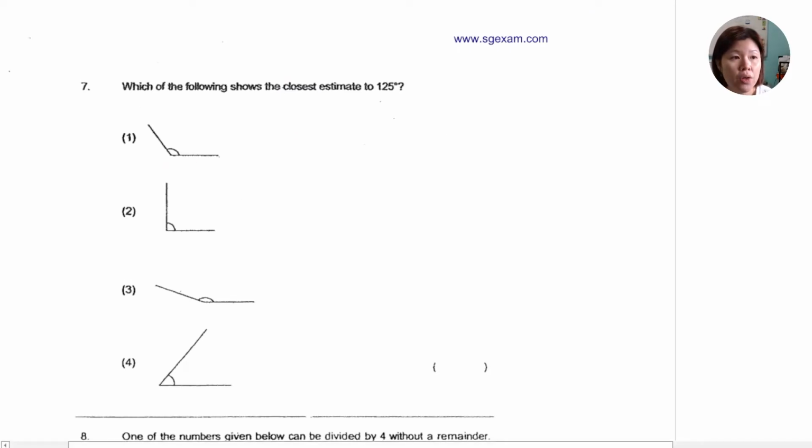Asking for which angle is closest to 125. So 125 is an obtuse angle and it's very close to 180. So if you can see, obtuse angle is this one, and this one is a right angle because it's 90 degrees, and this is an obtuse angle and it's acute. Okay, so I have two options, number 1 and number 3. So if you look carefully, it's quite near to 90 here. Okay, let's try this one. Oops, wait a minute.